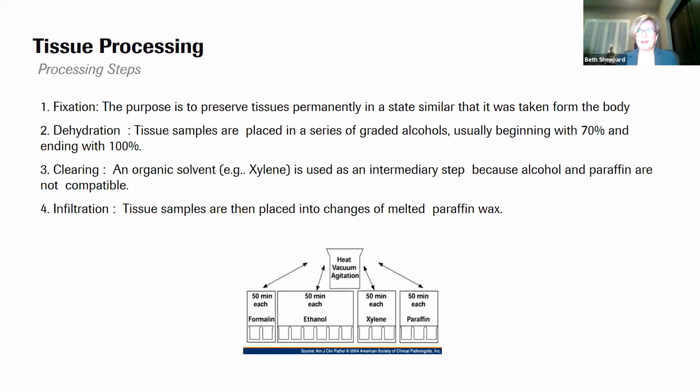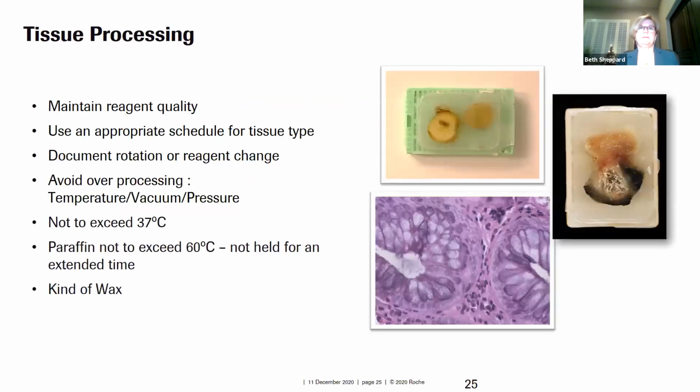The reason why we start with 70% is because remember that formalin is aqueous, and we want to take away the formic acid. Otherwise, you start seeing formic acid crystals if you go directly into a higher dilution of, or excuse me, a lower dilution of alcohol. Clearing usually is xylene, and this is the intermediary step between the alcohol and the paraffin, because paraffin is not miscible with alcohol. And so this is called clearing because you are clearing out the alcohol. And then lastly, infiltration into a paraffin wax.